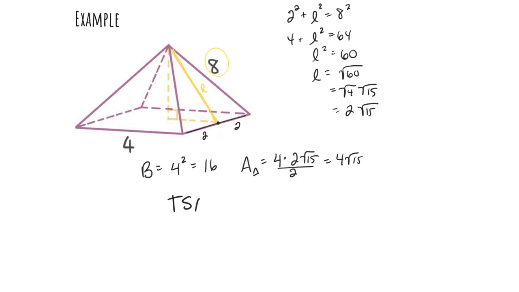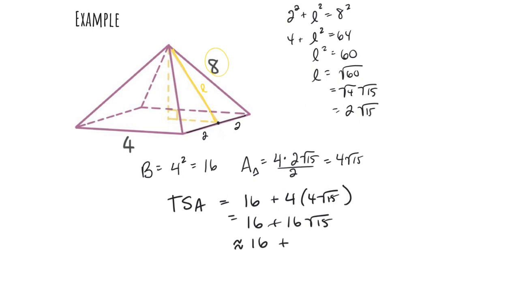My total surface area is going to be my base plus 4 of those triangles on the side. That cannot simplify any further unless I go ahead and approximate, which becomes 61.97.